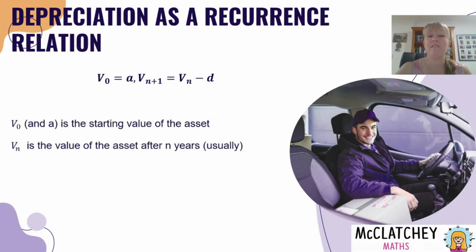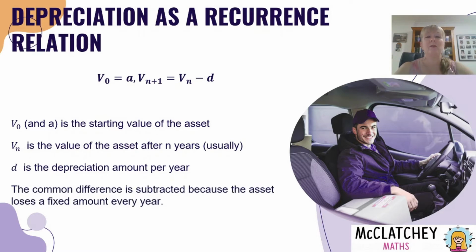So here are some of our variables, and n once again is the number of years, whatever year we're up to. We take that common difference away every year because we're losing value. If you had an asset that was appreciating in value, and sometimes you might see that on a complex, unfamiliar question, where the asset grows in value every year, then you're going to be adding that common difference instead of taking it away.